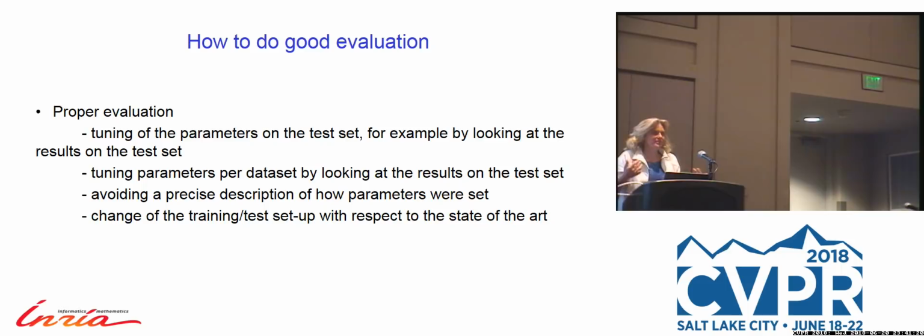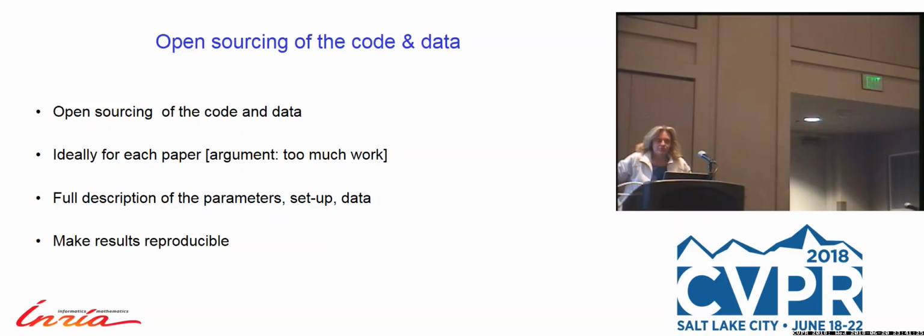And the last part: for each paper, ideally you should open source the code and the data, and this should be done ideally for each paper. There are arguments that you should do that before you submit the paper, so that reviewers can reproduce the results.